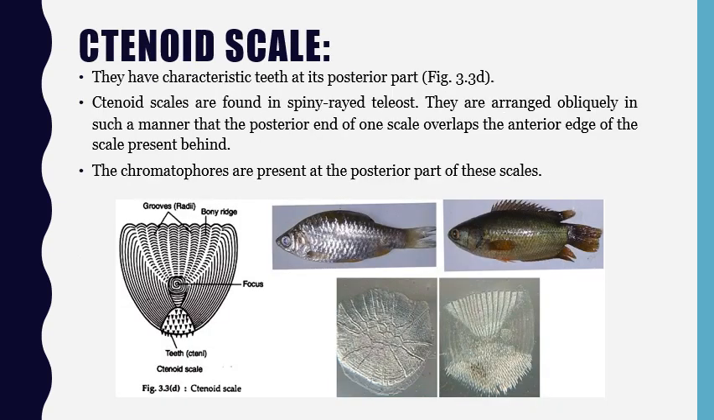Next is the Ctenoid scale. These have characteristic teeth at the posterior part. Ctenoid scales are found in the spiny rayed teleost fishes. They are arranged obliquely in such a manner that the posterior end of one scale overlaps with the anterior edge of the scale present behind. And one more characteristic is present: the chromatophores are present at the posterior part of these scales. This is the microscopic section of these scales. This is the original fish, and this is the diagrammatic structure of the Ctenoid scales.